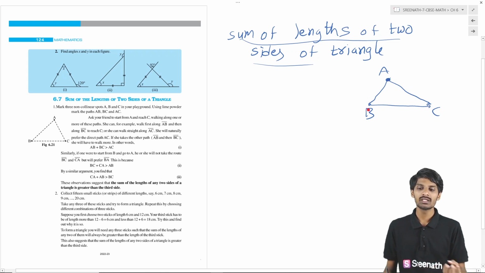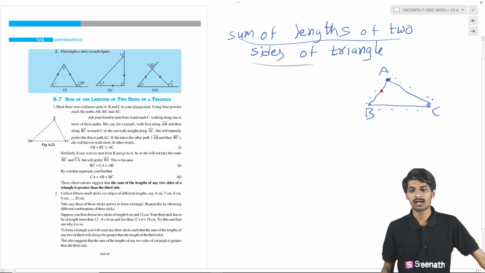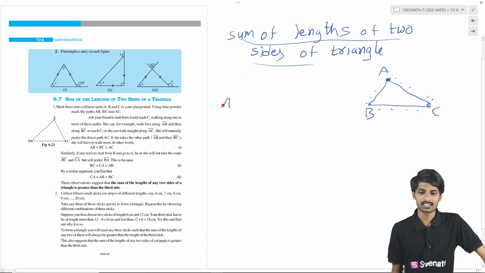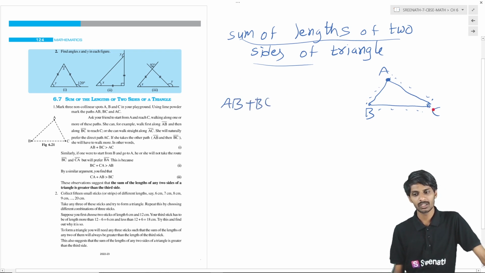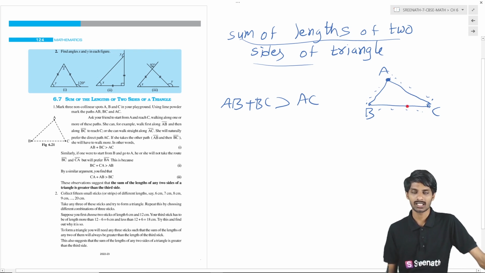Starting from A, you have to travel through B to reach C, and your friend can reach C directly from A, and who will reach first? If you observe, if you walk along this direction, it takes more time, but along this direction your friend reaches quickly. So the travel from A to B and B to C is very large, that is AB plus BC. The distance from A to B and B to C is very high when compared to the distance from A to C. For that reason, your friend reached in a short time and has won the game.